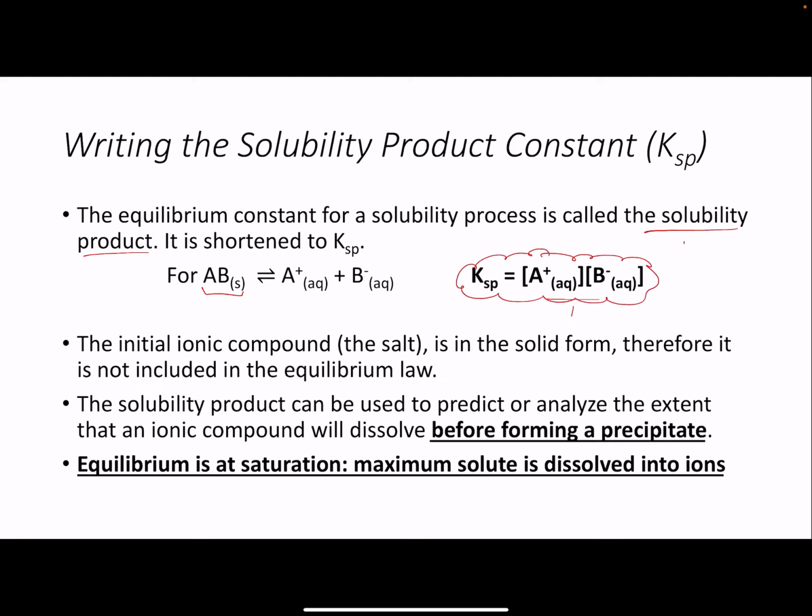And one of the reasons for that is it's the product of the ion concentrations that dissolved. So we talked about this. It's not included because it's a solid. What we can use this law for is to predict or analyze how much of that compound will dissolve before a precipitate forms. So if we need to know how much of something will dissolve in a sample, this is the process that we'll use.